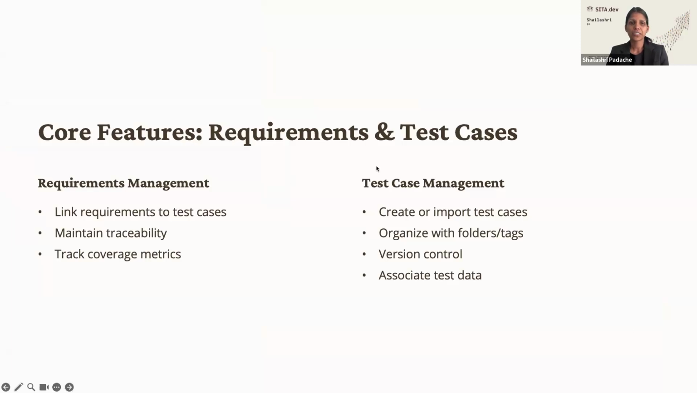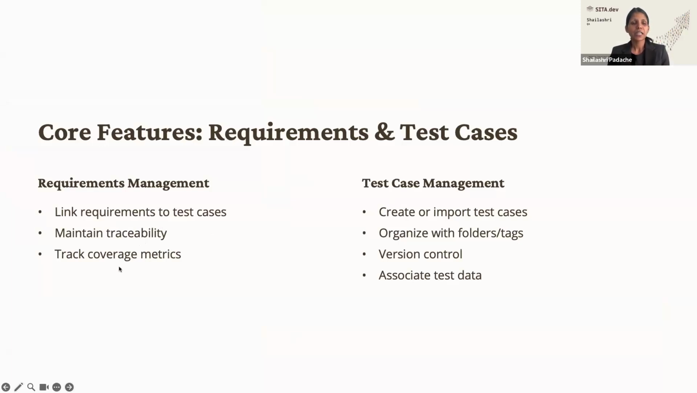Next one is the core features. That is requirements and test cases. Qmetry helps teams track and manage the requirements throughout the software development lifecycle. This ensures that everything is tested, meaning business needs and other requirements also. So the key features are linking the requirements to the test cases, maintaining traceability, and tracking coverage metrics.